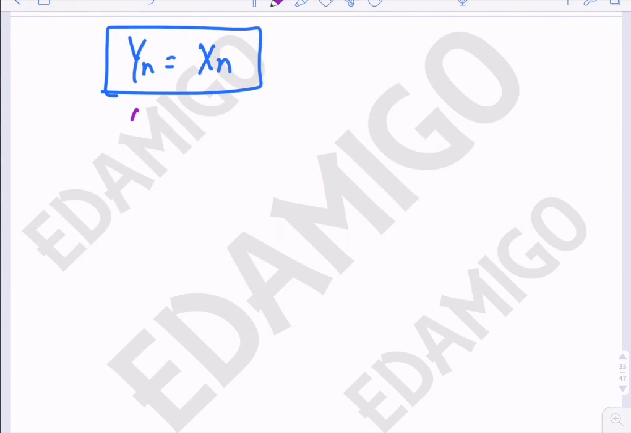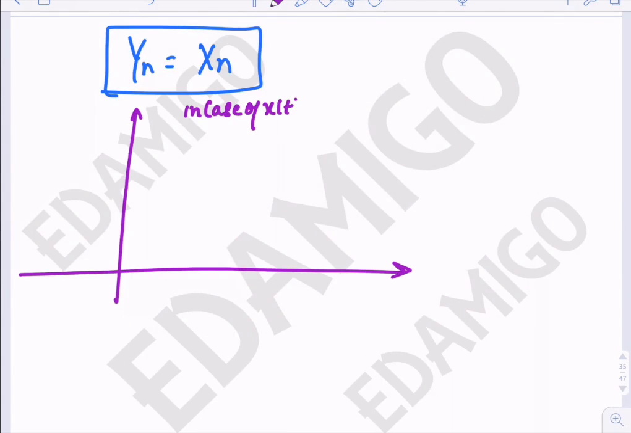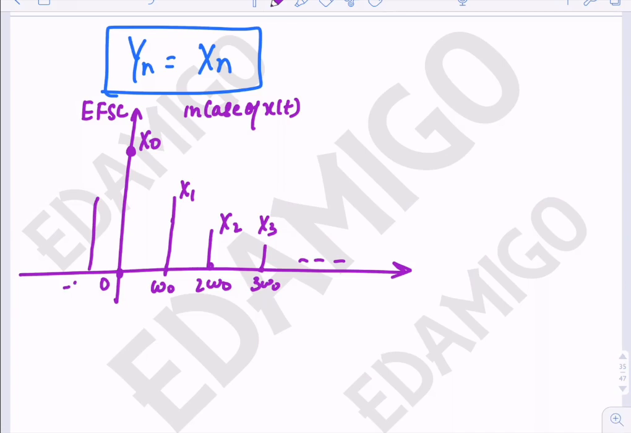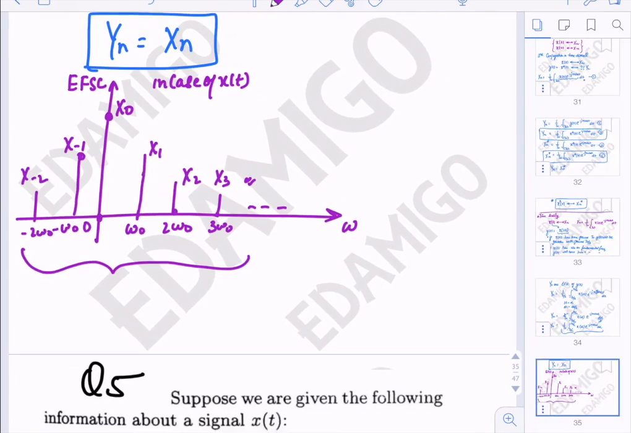The only difference is in the plot. In case of x of t, the plot of exponential Fourier series coefficients, that is xn: x0 will be at 0 frequency, x1 will be at omega naught frequency, x2 at 2 omega naught frequency, x3 at 3 omega naught frequency, and so on. Similarly on the back side, minus omega naught, minus 2 omega naught, and so on. So this is the case of x of t. If we draw the exponential Fourier series coefficients of x of t on the plot of omega, then we'll get this.